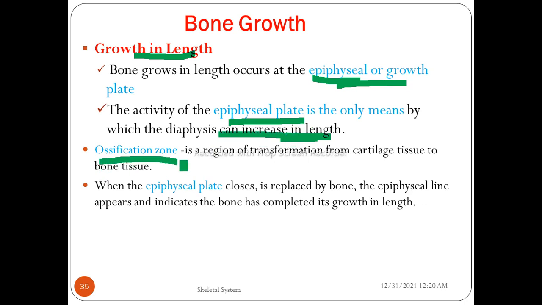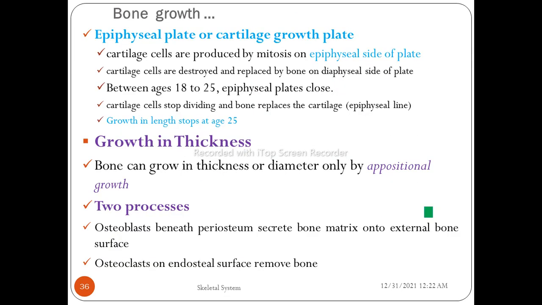The ossification zone is the region of transformation from cartilage tissue to bone tissue. The process of changing cartilage tissue into bone tissue is known as ossification, and the place is known as the ossification zone. When the epiphyseal plate closes and is replaced by bone, the epiphyseal line appears and indicates the bone has completed its growth in length. This mostly occurs at around 25 years.